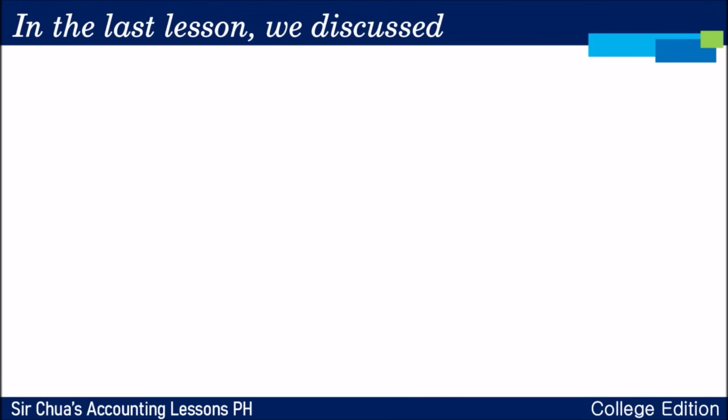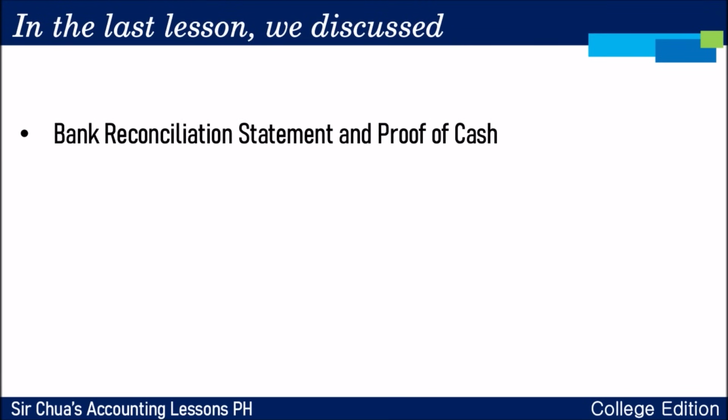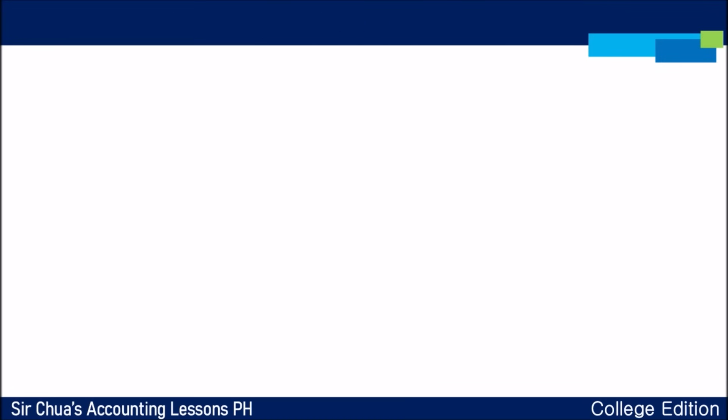In the last lesson, we discussed the bank reconciliation statement and the proof of cash. So that was part 2 of the cash and cash equivalents lesson, and you learned how to properly adjust the balances of both bank balances and book balances in order for you to know the true amount of cash an entity has. And also, you learned about the 4-column bank reconciliation, which is called the proof of cash. Now, we will be discussing receivables.